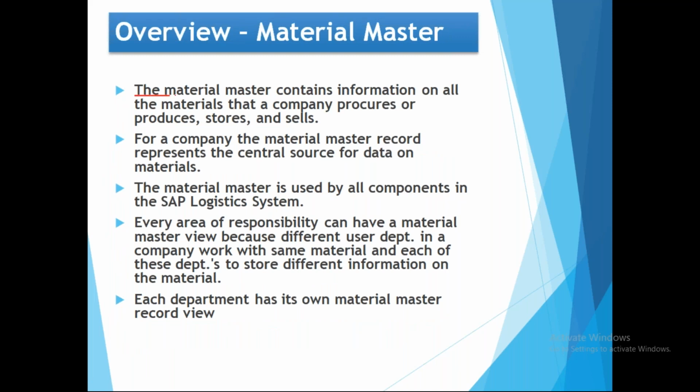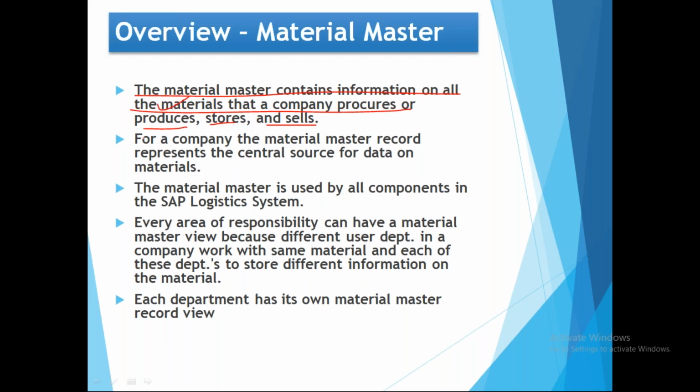The material master contains information on all the materials that a company procures or produces, stores and sells. Basically material master will contain information about that particular material. A material can be anything, like a raw material, packing material, semi-finished product, finished product, or it can be stationery, pen, pencil, notebook, computer, laptop, anything can be a material in the organization.